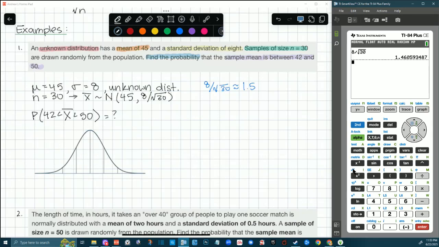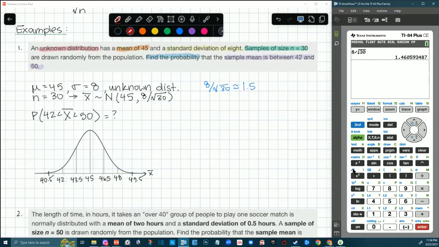So our mean is 45, 46.5, 48, 49.5, and then in the other direction, 43.5, 42, 40.5. And this is a distribution of x bars instead of x's.